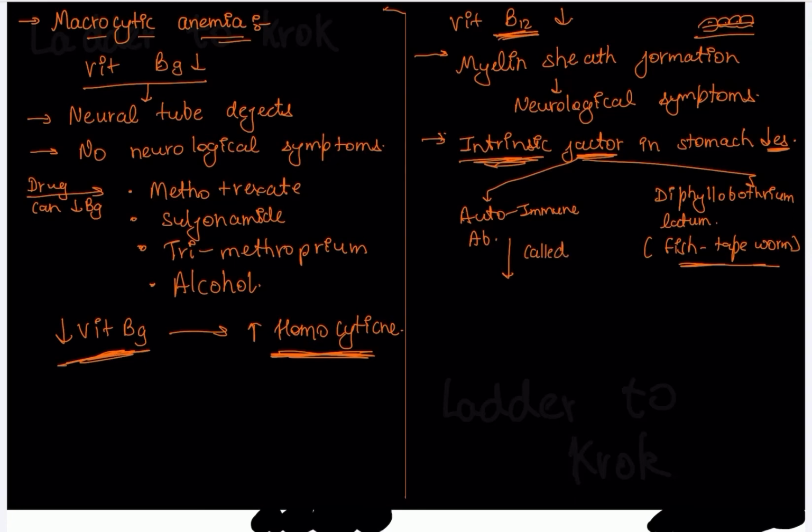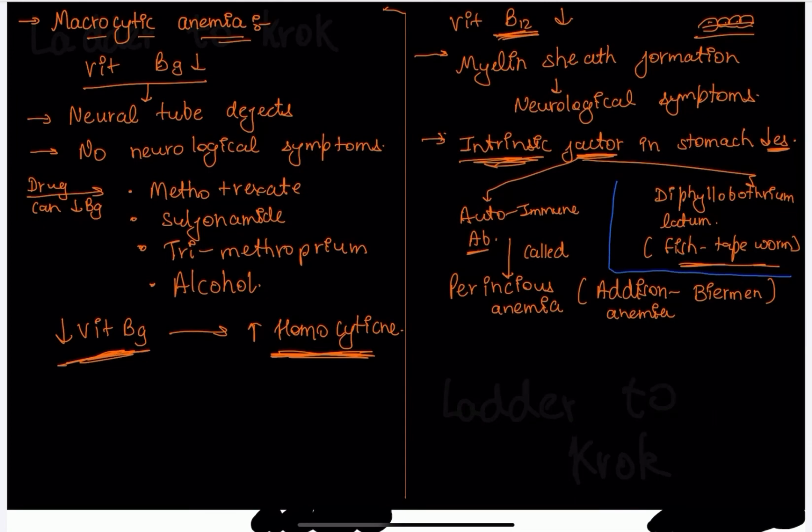Because of these autoimmune antibodies against the intrinsic factor, we call it pernicious anemia. There is another name for this pernicious anemia, that is Addison-Biermer anemia. Remember these names. If there is a question about vitamin B12 deficiency anemia where there is no myelin sheath, they won't give you vitamin B12 as an option, they will give you an anemia option, like Addison-Biermer anemia or pernicious anemia. They can also give macrocytic anemia as an option, so you have to choose these options also. So remember pernicious anemia and Addison-Biermer anemia.